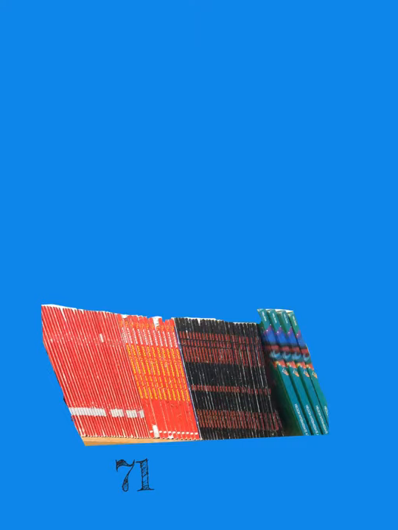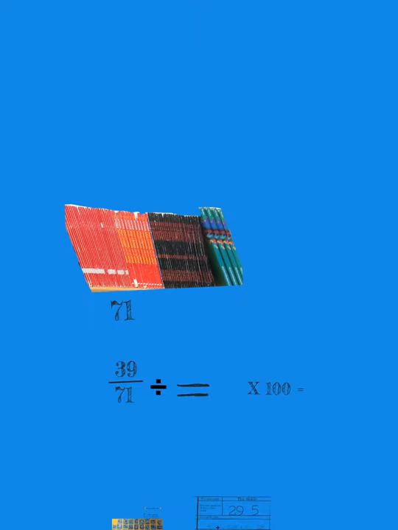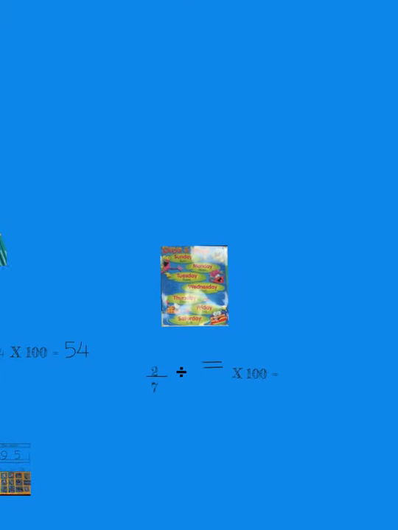There are 71 books. What is the percentage of the red ones? So I already counted the red books and there are 39. So we're going to turn that into a fraction. 39 over 71 equals 0.54 and times 100 equals 54. So that means 54% of the books are red. So now let's move on to the third question.